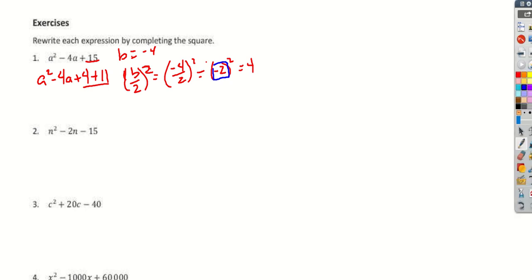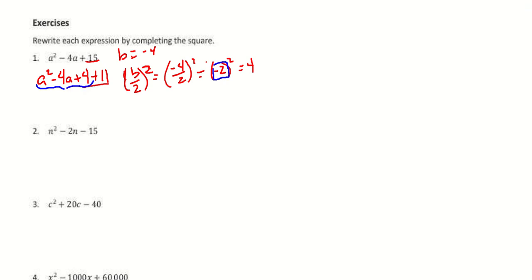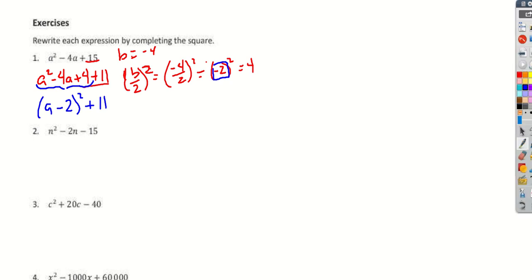Now I'm going to take my perfect square part, which is right here, and I'm going to rewrite it using the minus 2. So it's going to be a minus 2 quantity squared and then plus 11. That 11's got to stay on the end. Okay, this is how it's written in completing the square form.